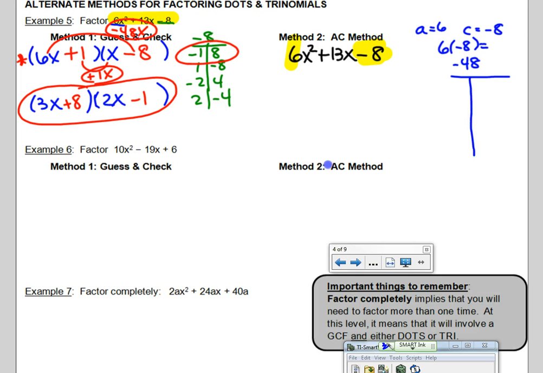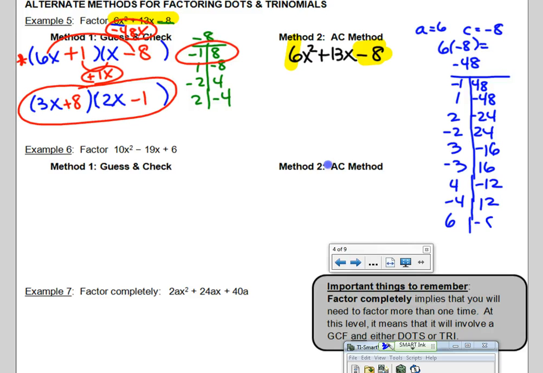And we're going to now try to list out all the factors of -48. So -1 and 48, +1, -48, 2 and -24, -2, +24, 3 and -16, -3, +16, 4 and -12, -4, +12, 6 and -8, and -6 and +8. Now, I know a lot of you guys may not have known the factors that easily, so I have a way out for you.